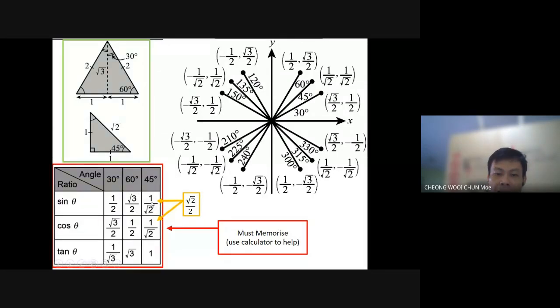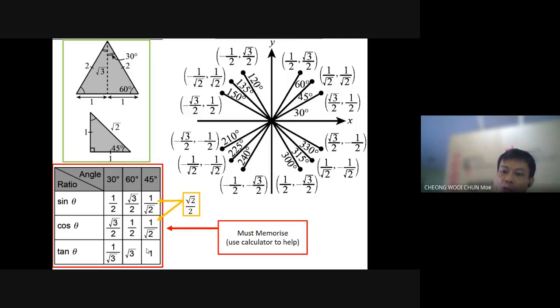Okay, now how do we remember which value has the square root? There are a few terms you need to understand. There's square root of 3 divided by 2, square root of 2 divided by 2, square root of 3, and also 1 over square root of 3. I use the calculator to help me memorize. Let's say square root of 3: you press tangent 60.